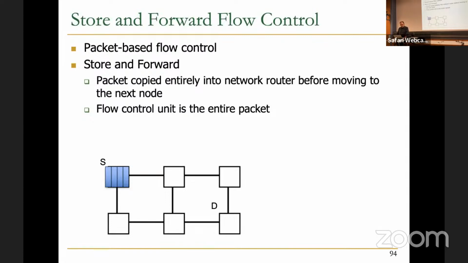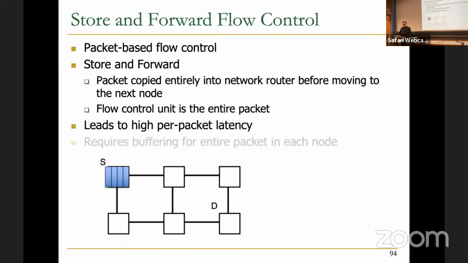Okay, so another flow control is store and forward. Essentially, this is part of packet switching. So first of all, it is packet-based flow control, and it's store and forward. Essentially, for your packet, you need to send your packet completely to another node, and that node needs to store your packet completely and then forward it. So you can see it actually from this animation here soon.